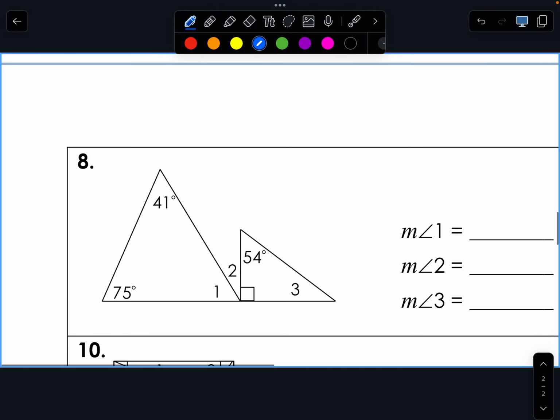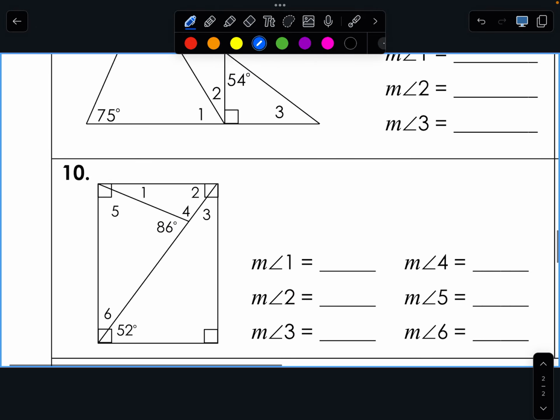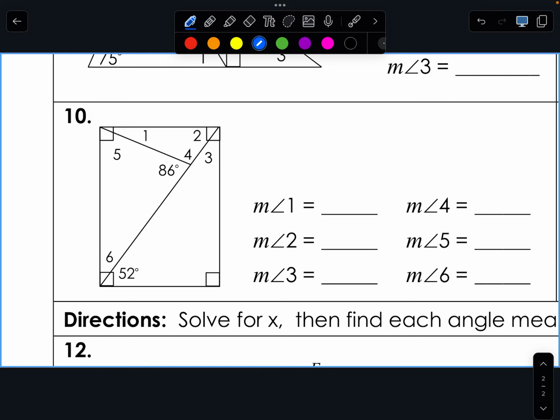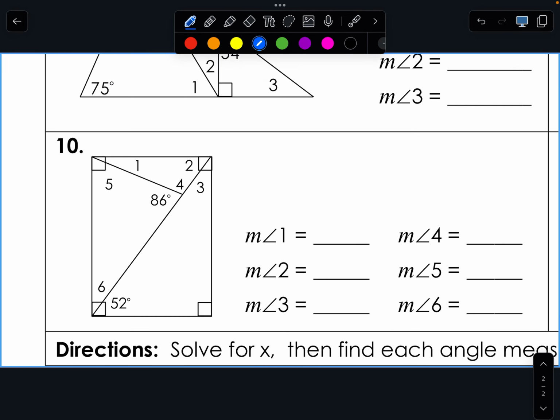Okay, let's go look at number 10. So for number 10, I'm missing a lot of pieces. So where's the first place I can start? All my corners are 90, but all the corners are split, except one. So this one, I know for sure this angle is 90 degrees.